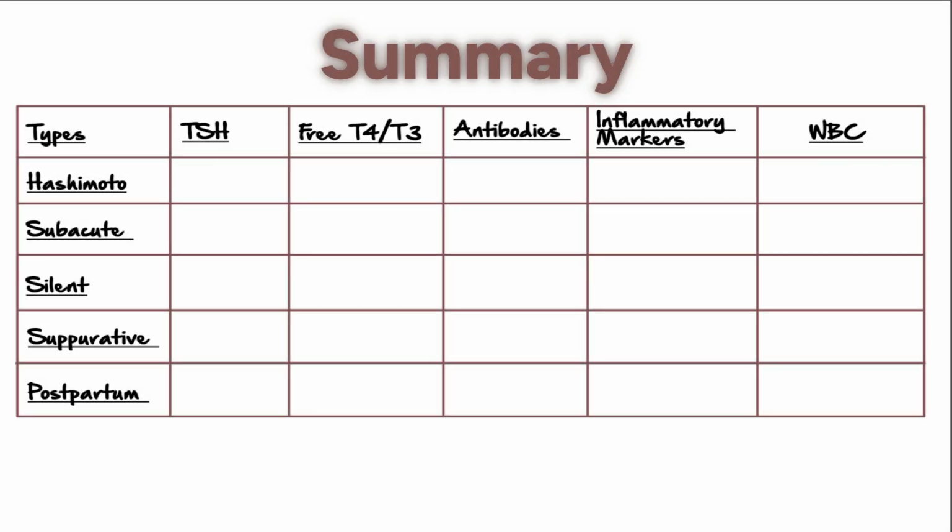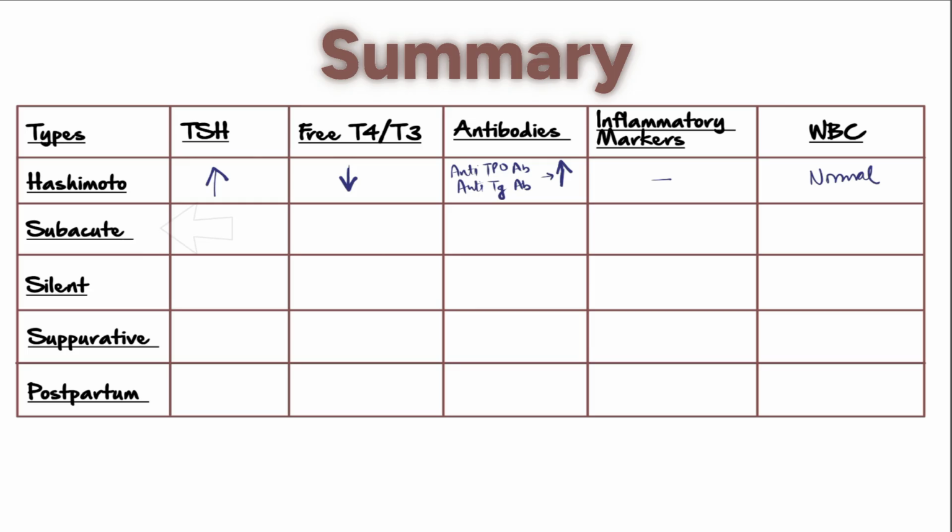So in summary, in case of Hashimoto thyroiditis, the TSH is elevated, free T3 and T4 are low. Antibodies, that is anti-TPO antibodies and anti-TG antibodies, are increased. There are no inflammatory markers and WBC is normal.